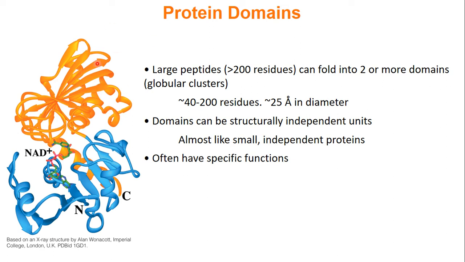It's almost like you have two little proteins that just happen to be on the same protein chain. And when you start studying domains, what you see is that each domain usually has an independent function. One domain could be a catalyst for one reaction, and the other domain is a catalyst for a second reaction. Or a domain can just be a spacer for separate domains. Domains can have a lot of things, but they're usually independent of each other.